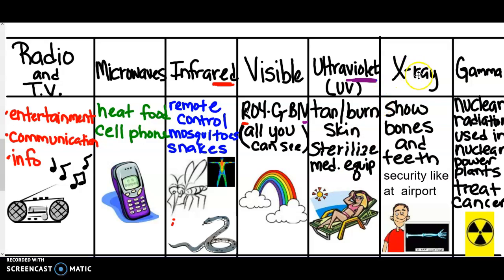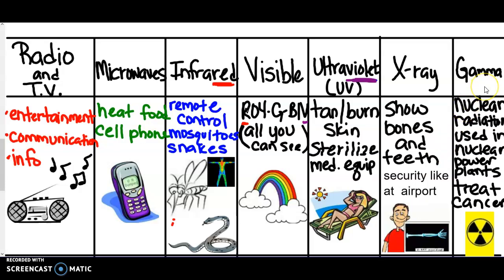Then we have X-rays. They are used to show bones and teeth. You probably have had lots of X-rays done when you go to the dentist, or if you've ever suspected that you may have broken a bone or you actually did break a bone. X-rays are also used for security, to be able to X-ray bags, luggage, to see what's in them. So I have a picture of a person getting an X-ray.